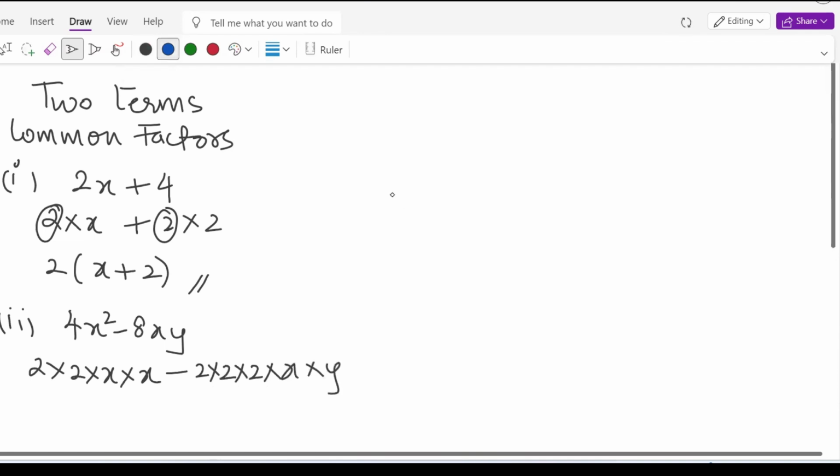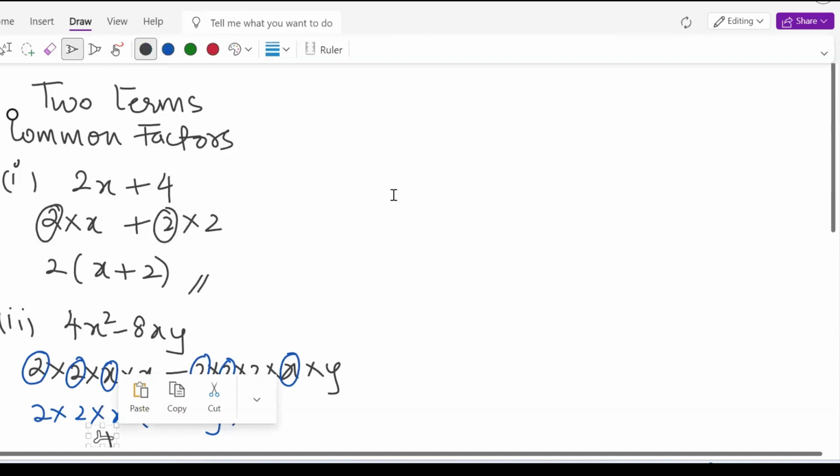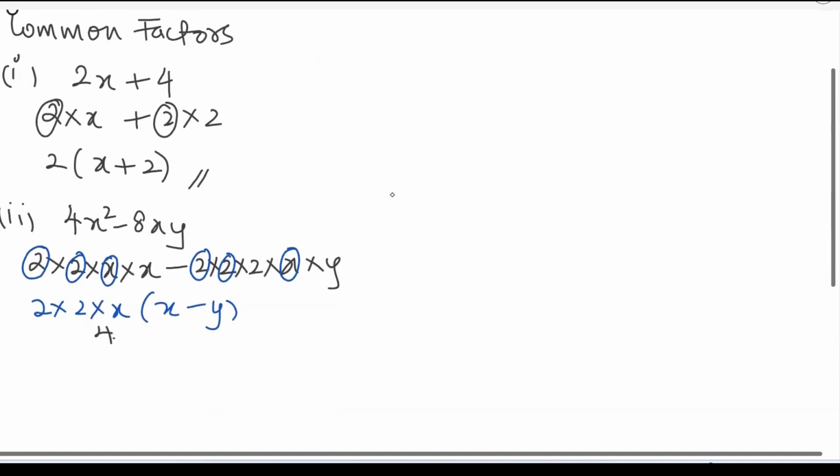I'm going to just encircle the common terms. So common is 2, one more 2 is common, x is common. So I can take the common outside, which is 2 times 2 times x, and uncommon things remain inside. So x minus y is left over. Our final answer will be 4x times x minus y. All right.